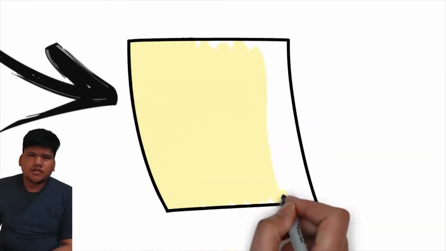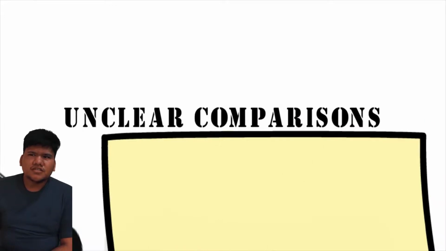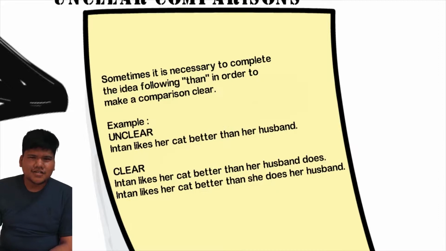Number 5, unclear comparison. Sometimes it is necessary to complete the idea following than in order to make a comparison clear. Example, the unclear: Intan likes her cat better than her husband. And the clear example is: Intan likes her cat better than her husband does, or Intan likes her cat better than she does her husband.